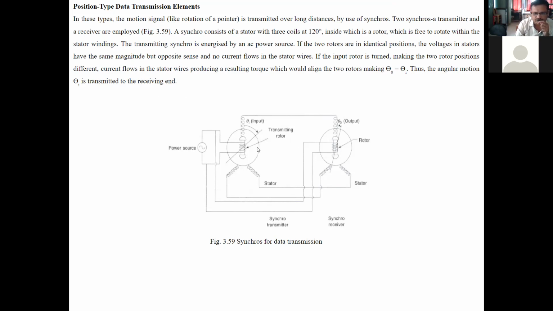Therefore, these two synchros are there. Theta I is transmitted to this theta O. When this rotor rotates, because of this rotation of the rotor, the same motion is transmitted to this output rotor. This is the synchro transmitter and this is the synchro receiver.